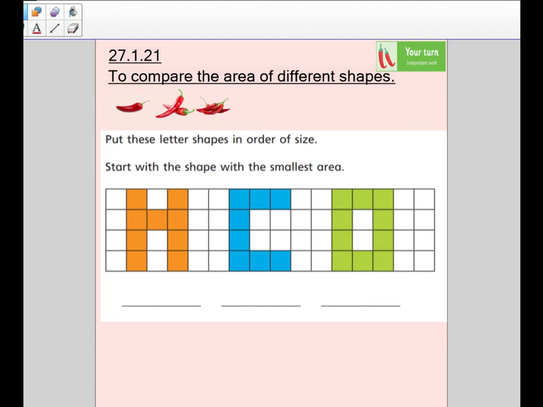This question is suitable for chilli 1, 2 and 3. Put these letter shapes in order of size. Start with the shape with the smallest area. Pause the video and have a go now.